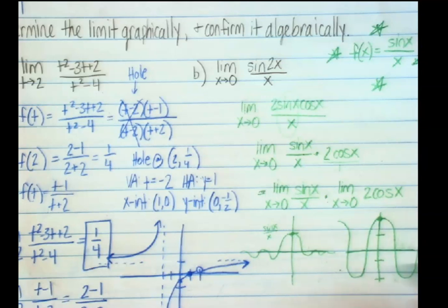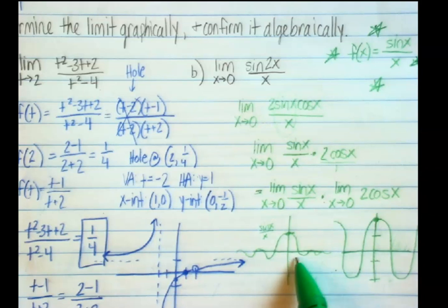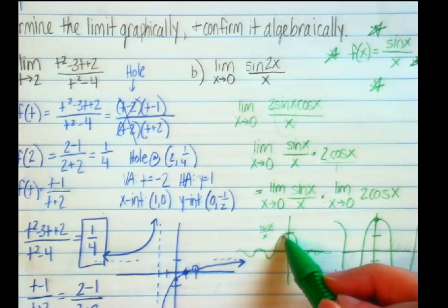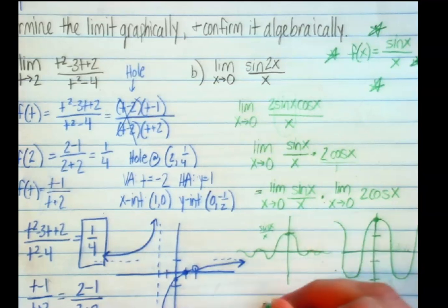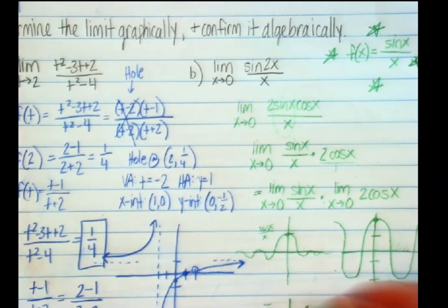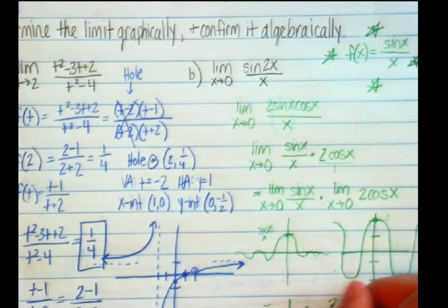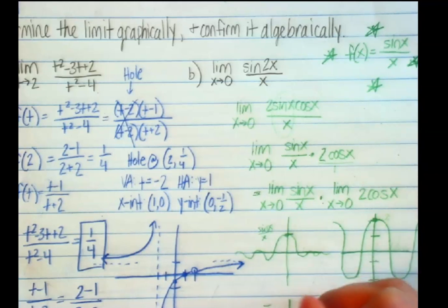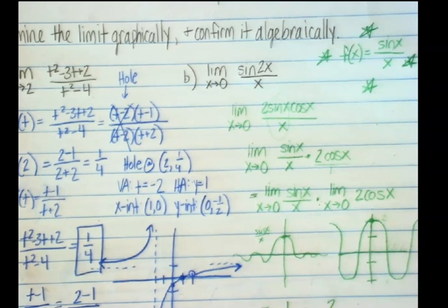Now looking at these two graphs, I should be able to find the limit as x approaches 0. In the graph on the left, as we approach 0, I'm approaching the y value 1 from both sides. So the limit here would equal 1. And in this graph, as I approach 0 from the left side and from the right side, I'm approaching the y value 2. So to calculate my limit, this is going to be 1 times 2, which is just 2.